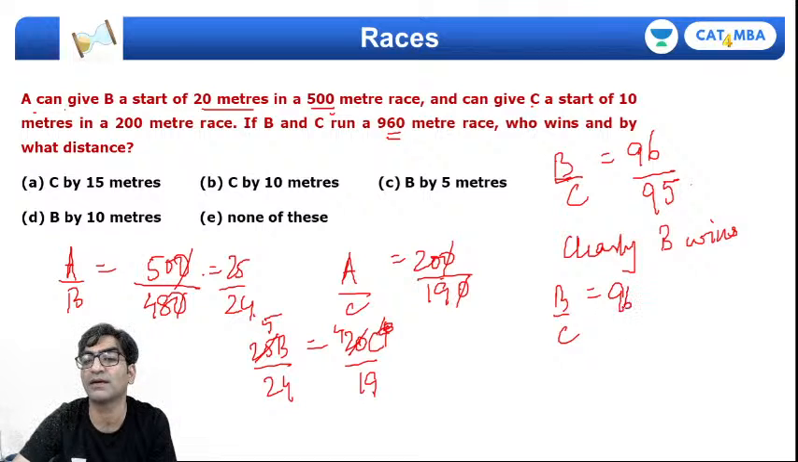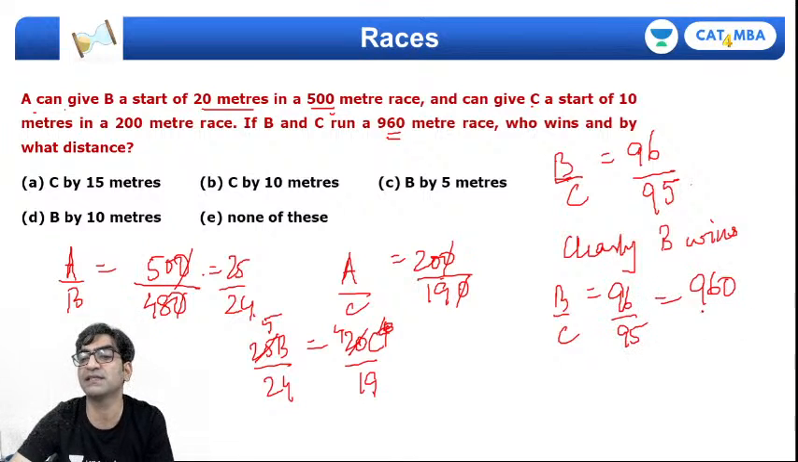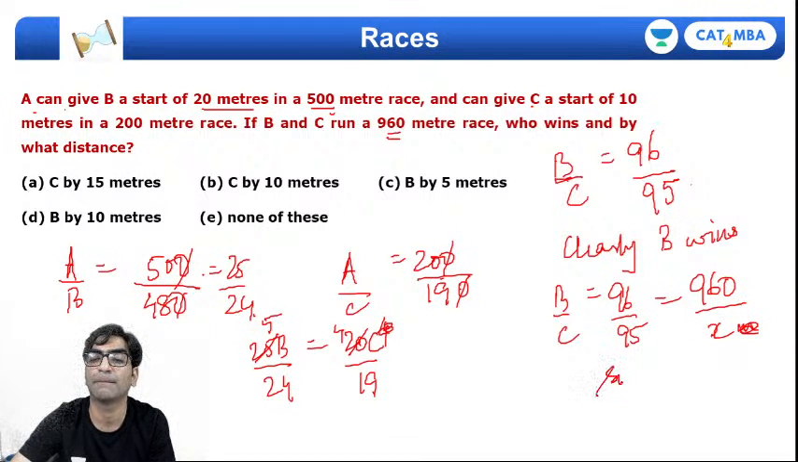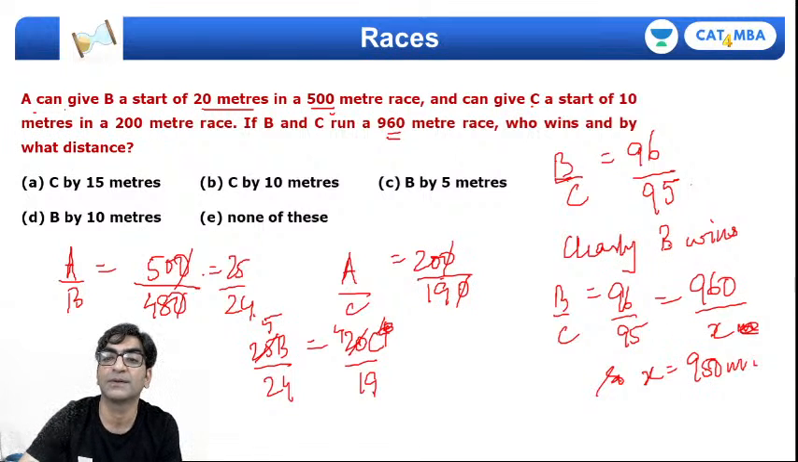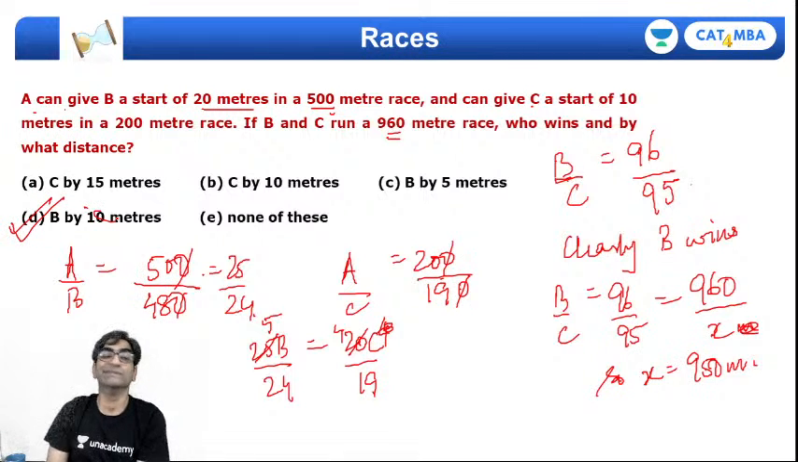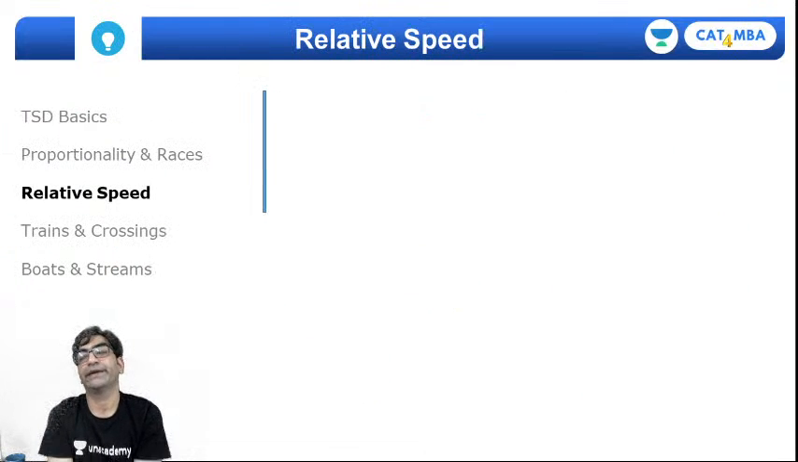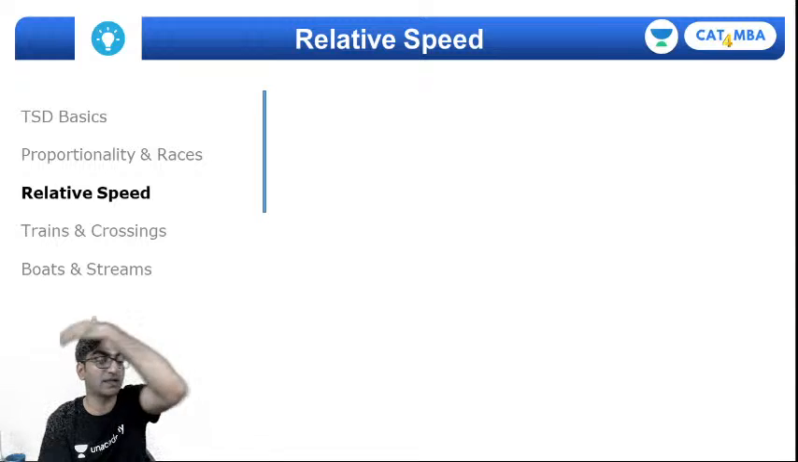Which means he will run the entire race. This is ratio of speeds, this should be ratio of distances. He runs the entire race 960, B runs x meters. So what will x be? X will be 950 meters, which means C runs 950 meters. So B wins by how much? B wins by 10 meters. That's option D. Yeah? Okay, तो ये तो हुआ रेस का क्वेश्चन, है ना?